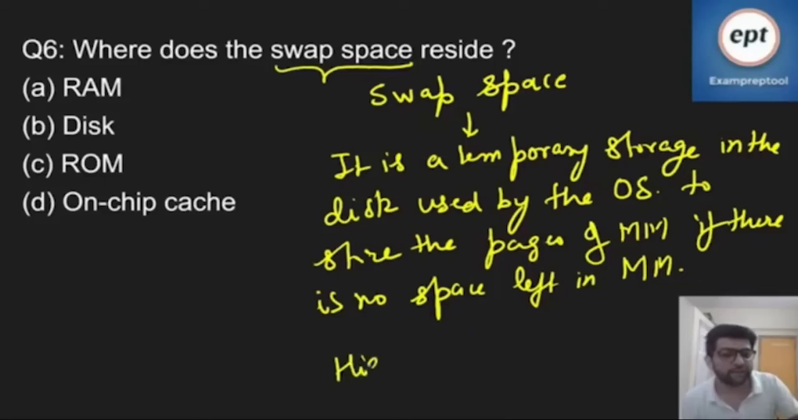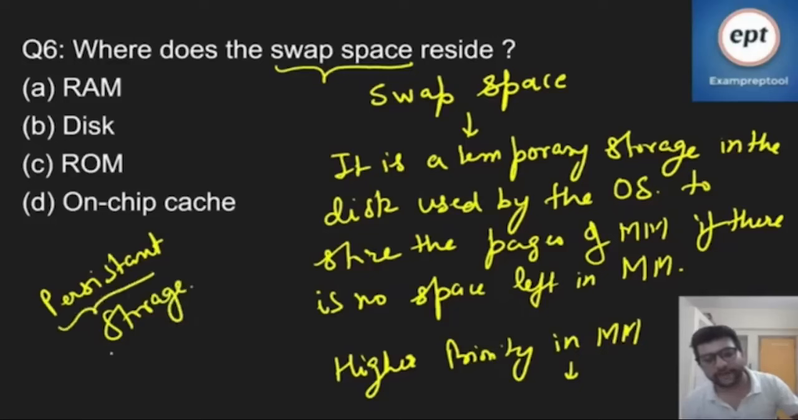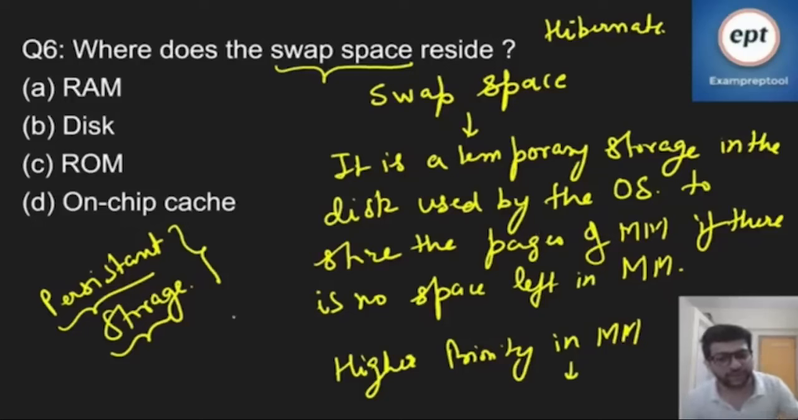If we want a higher priority process in the main memory, then the memory image of a lower priority process has to be kept somewhere, right? So it will be kept in the hard disk. It will be kept in a persistent storage. And since we are keeping it in a persistent storage, when we hibernate our computers, the complete memory image is stored in the disk, which is our persistent storage, right?